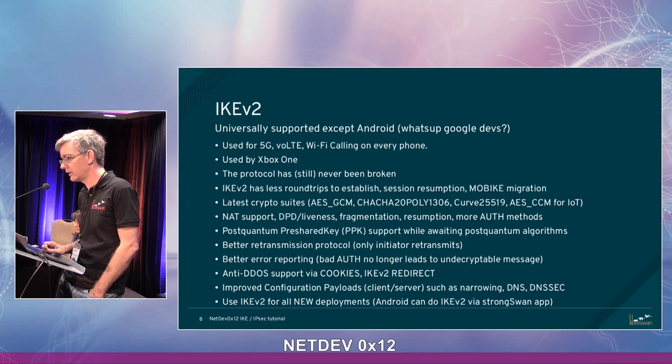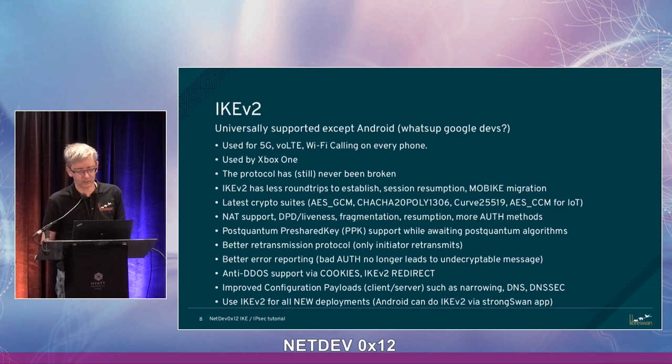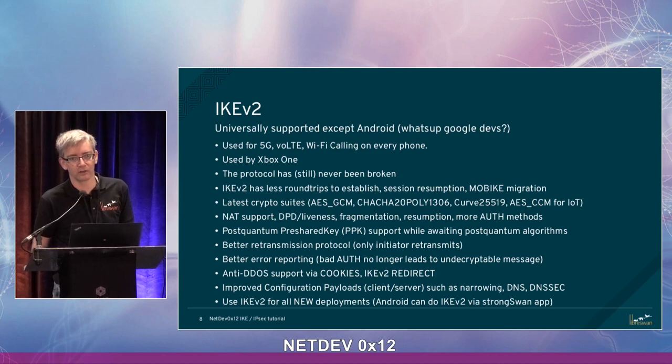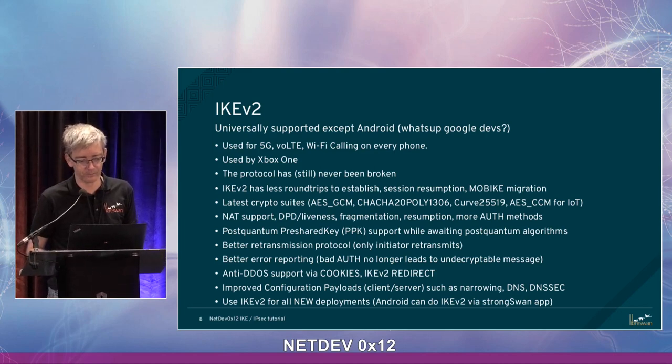IKEv2 is actually used in many ways under the hood. It will be used for the new 5G standards for everything. Voice over LTE, Wi-Fi calling, if you have that enabled on your phone, you're actually doing IKEv2 and IPsec connections to make that happen. The Xbox One, if you're gaming, also uses IPsec.